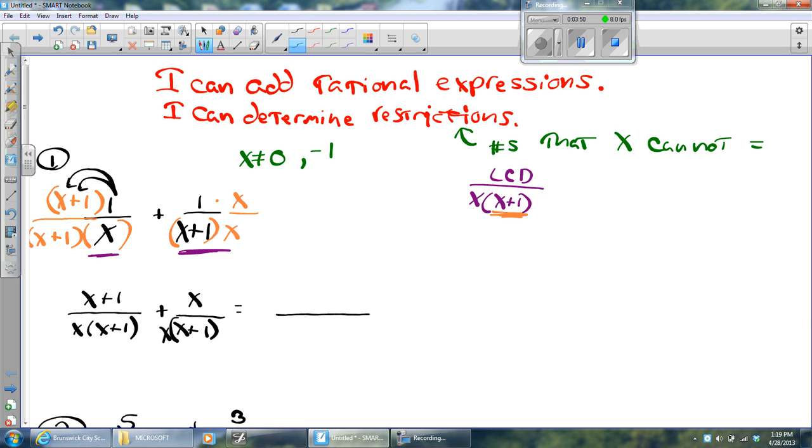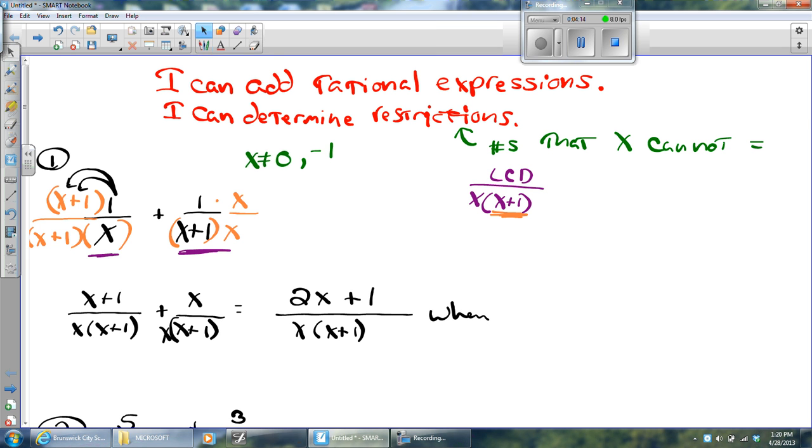Well, now that I have my LCD, x times quantity of x plus 1, both fractions have the same LCD. I can just combine my like terms in the numerator. So it looks like I'm going to have 2x plus 1. There we go. And of course I want to say when x doesn't equal 0 or -1. So there is my answer right there.